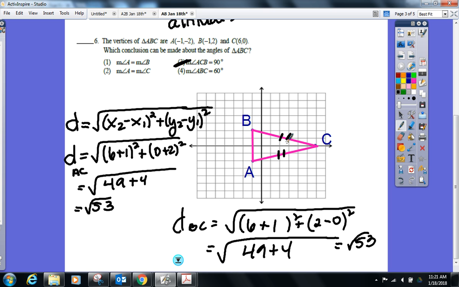Angle A and angle B must be congruent. Yep. And we can check real quick to see if it's equilateral or not. Do I need to use distance formula on AB? Why not? Oh, count. 1, 2, 3, 4. I don't think 4 is the same as the square root of 53. So.